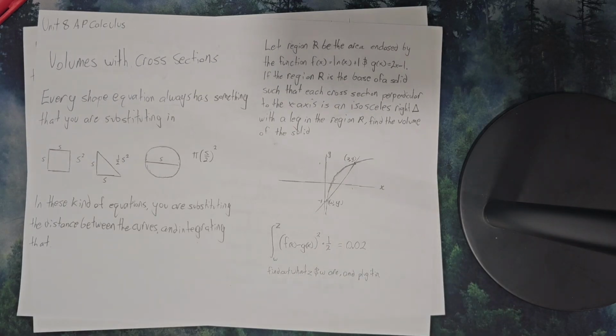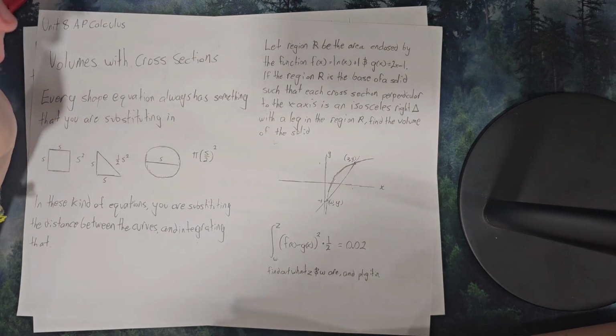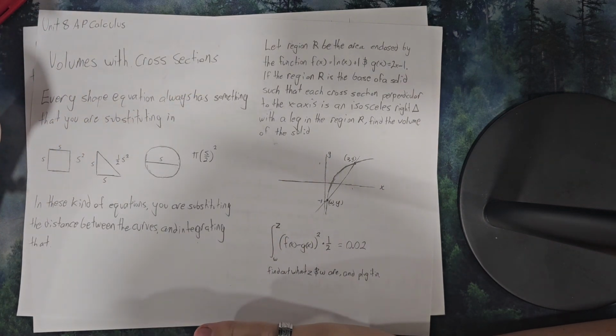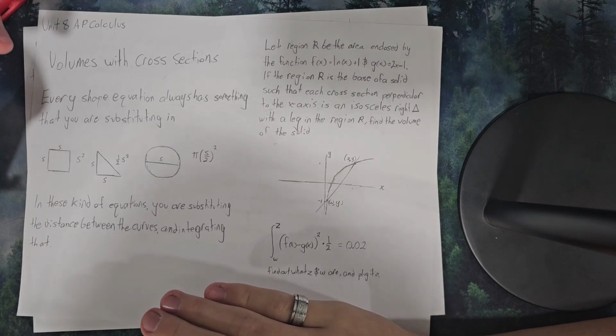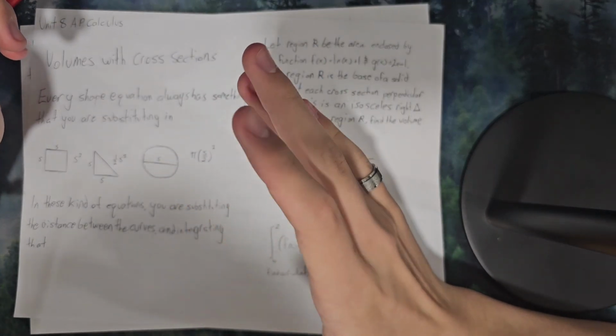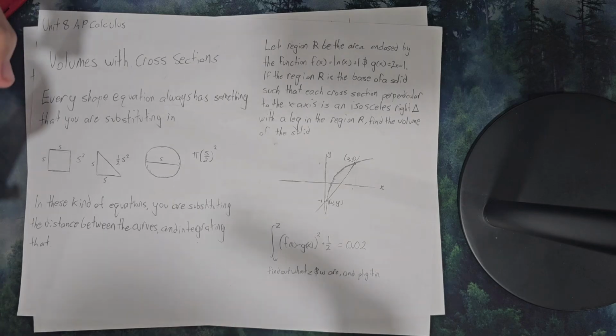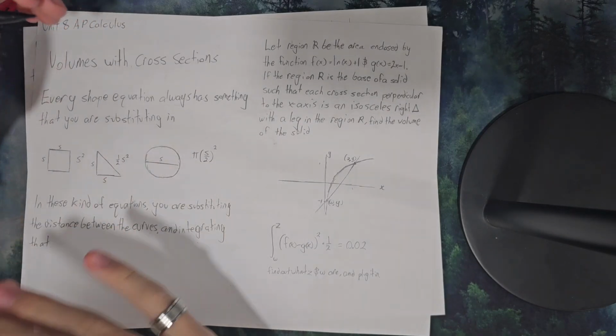So let's talk about volumes with cross sections. Now that we found area in between curves, volumes with cross sections is asking us to find volume within curves. I know that sounds scary, but I'm going to dumb it down a little bit. We're going to go way, way back.